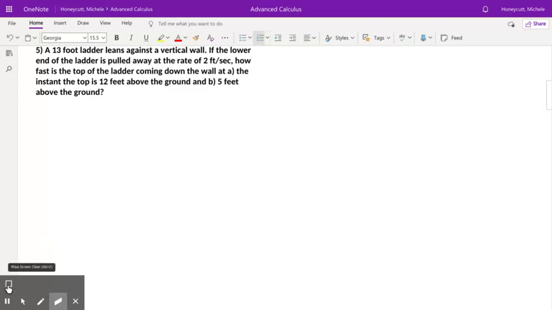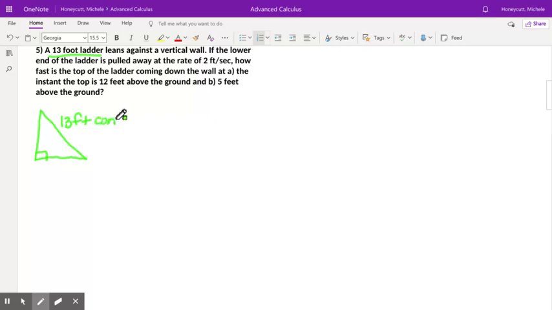The first thing I'm going to do is draw a more mathematical picture. We have a right triangle happening, and it says that it's a 13-foot ladder. That means the hypotenuse of my right triangle is my 13-foot ladder. That ladder is not going to extend or shrink, so the 13-foot ladder is a constant measurement. It leans against a vertical wall. If the lower end of the ladder is pulled away, then we want to know the rate that the ladder is coming down the wall.